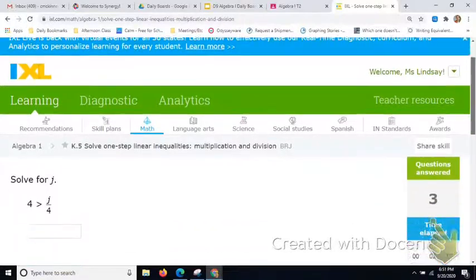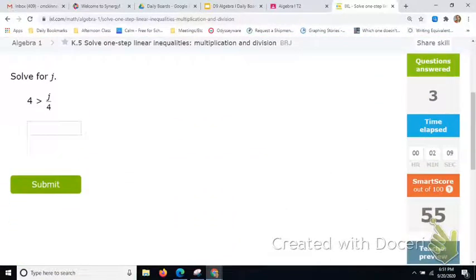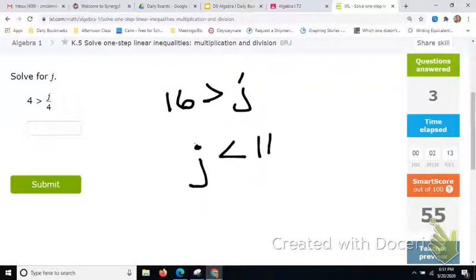So on a problem like this one, all we need to do is multiply by 4. So 16 is greater than J. Or you could type in J is less than 16. You do not have to flip it around.